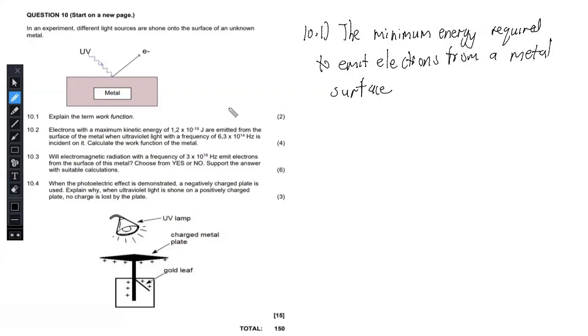Easy peasy marks. Then, okay, 10.2 says electrons with a maximum kinetic energy of 1.2 times 10 to the exponent of negative 19 joules are emitted from the surface of the metal when ultraviolet light with a frequency of 6.3 times 10 to the exponent of 14 hertz is incident on it. Calculate the work function of the metal.